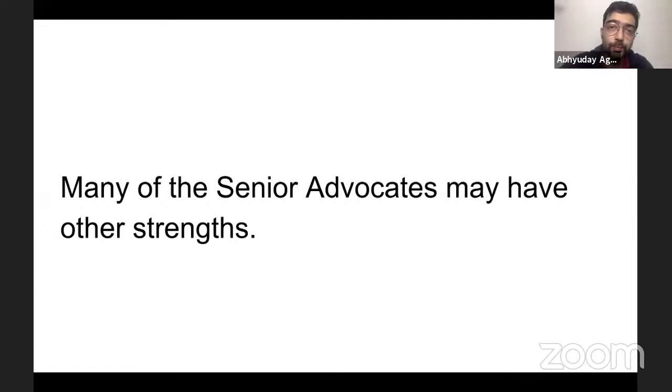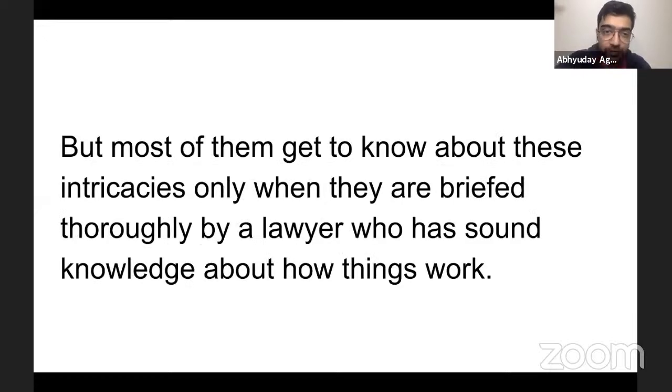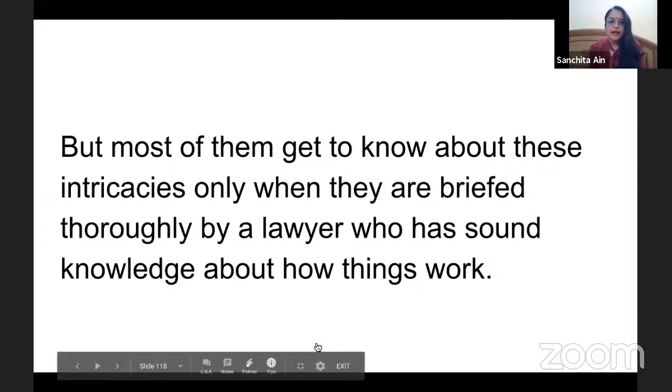That's a very important point. If there's a trial court lawyer, that trial court lawyer can also do some work at the Supreme Court, plus in parallel, somebody can just start a Supreme Court practice, not worry about trial advocacy and all of that, right? In fact, we'll come to that point as well. Most of them get to know about these intricacies only.